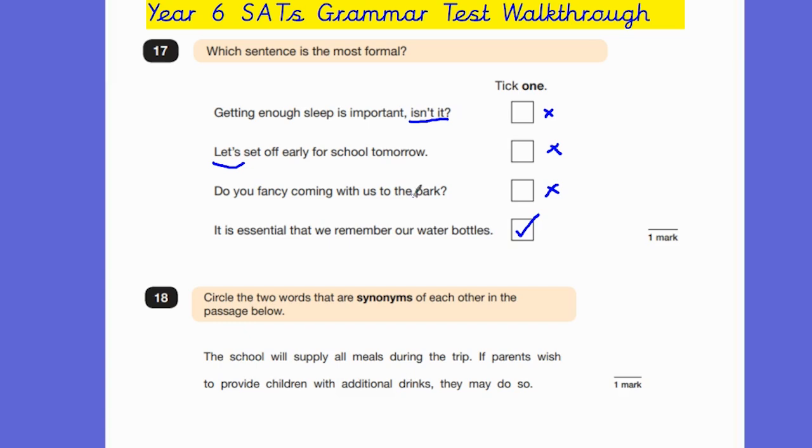Number 18, circle the 2 words that are synonyms of each other in the passage below. And we're looking for synonyms. Synonyms are words that mean the same thing. The school will supply all meals during the trip. If parents wish to provide children with additional drinks, they may do so. So I'm looking for the word supply and I'm looking for the word provide, which mean the same thing.